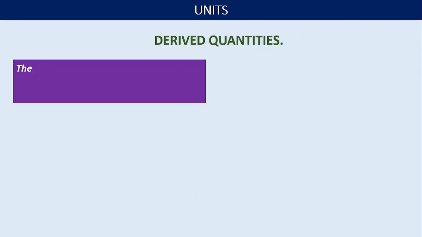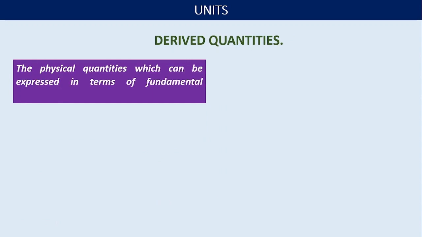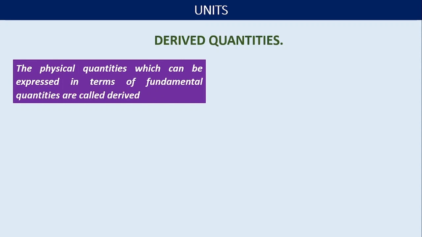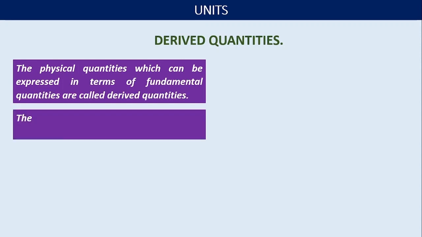Derived quantities. The physical quantities which can be expressed in terms of fundamental quantities are called derived quantities. The units of derived quantities are derived units.